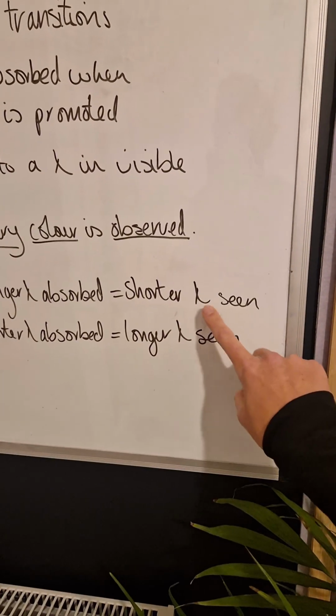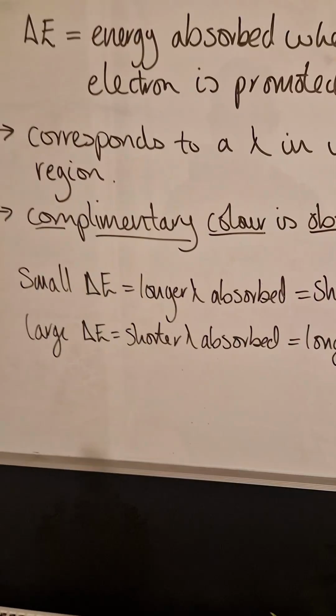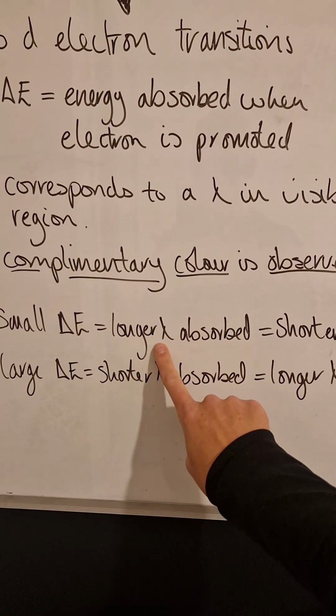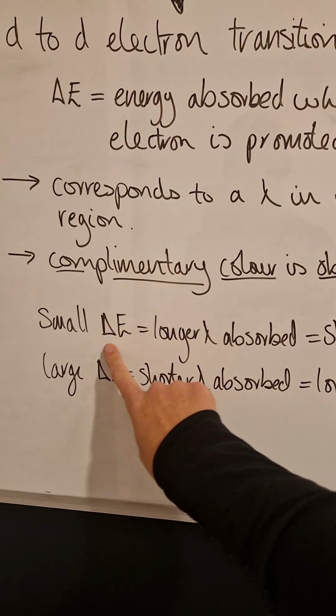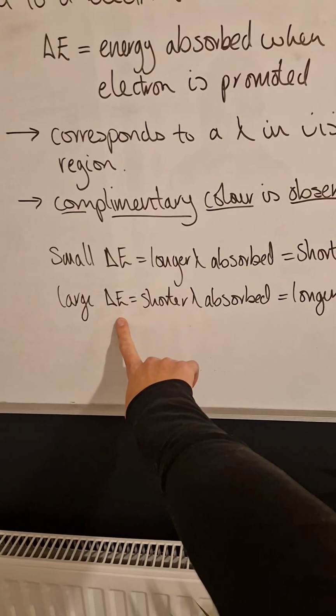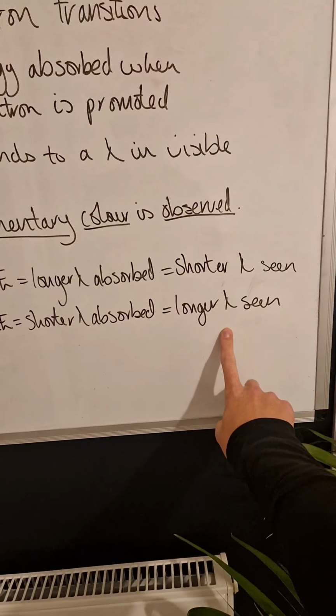Now, the colour of the blood can also tell you how big that energy gap must be for that electron to be promoted. If you have a shorter wavelength being observed, then it means a longer wavelength has been absorbed. Because wavelength and energy are inversely proportional, if you're absorbing a longer wavelength, your energy gap must be smaller. And then vice versa. If you've got a large energy gap, it means you're going to absorb a short wavelength, and then you'll see a longer one. So all of these bloods have different colours, which means they all must have different sized energy gaps.